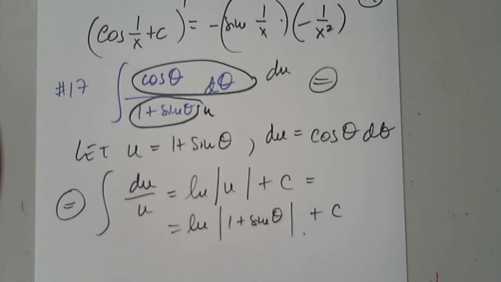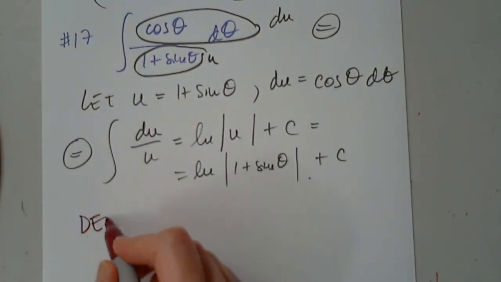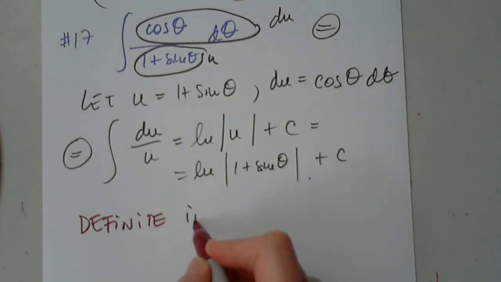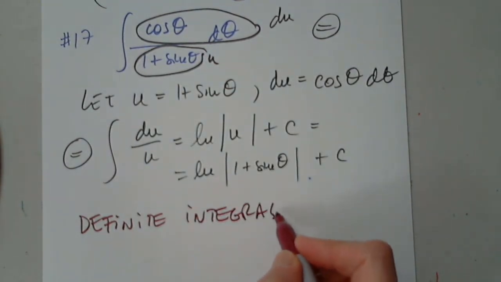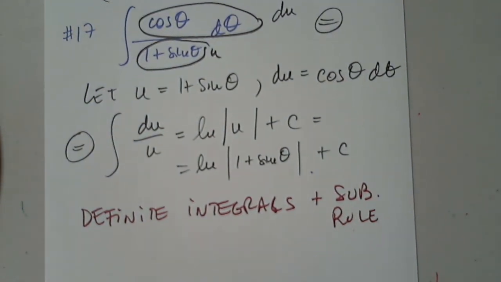Okay, let's look at definite integrals now. Substitution rule. So let's choose now from definite integrals, from problem 59 through 80. The idea is the same, it's just a minor little change.